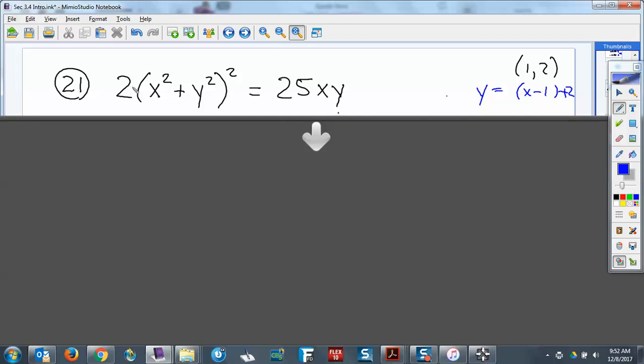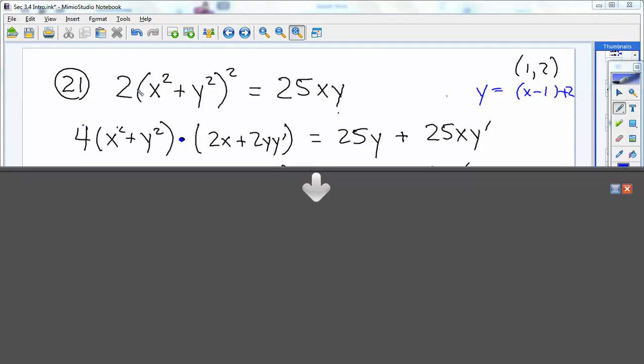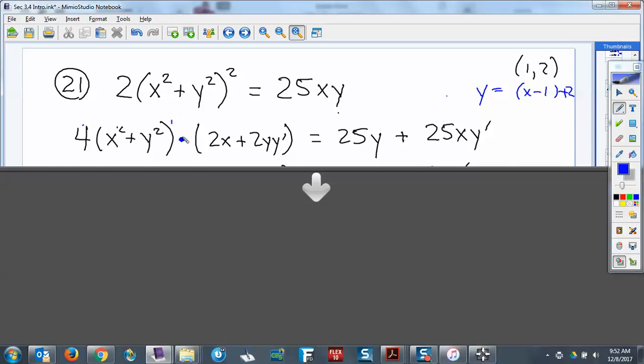So here I go. So I got this 2 sitting here. It'll hang out. I got a 2 out squared, so I'm going to bring the 2 down. That makes 4. I'm going to leave the inside alone. So we just do the same stuff. I'm going to leave the inside alone. So there's no y primes yet. I haven't done anything to any y's yet. Okay? Leave the inside alone. There'll be a 1, which I won't write. And then I got to do the derivative of the inside. So I put parentheses. What's the derivative of the inside? X squared, derivative is 2x, plus y squared is 2y, y prime.